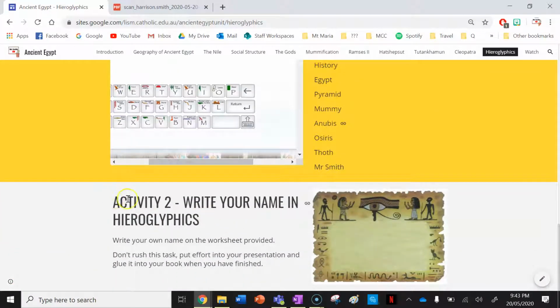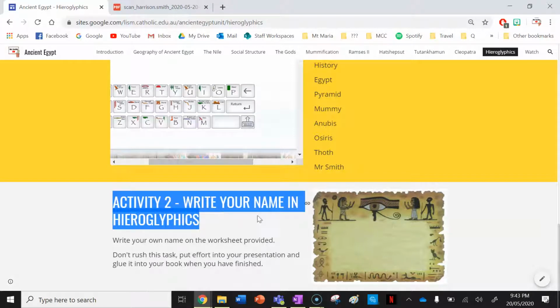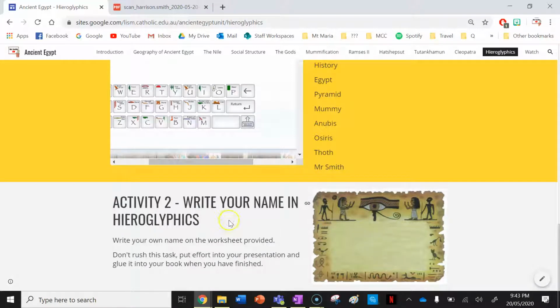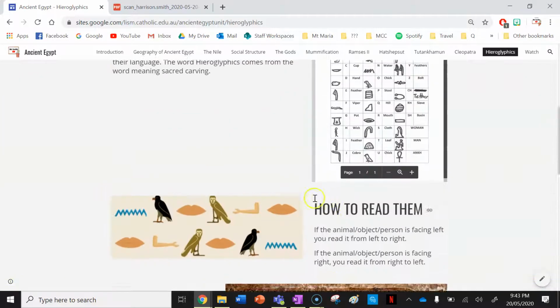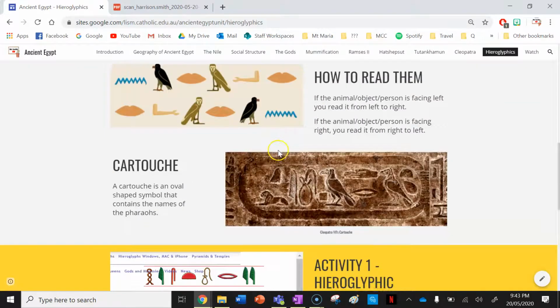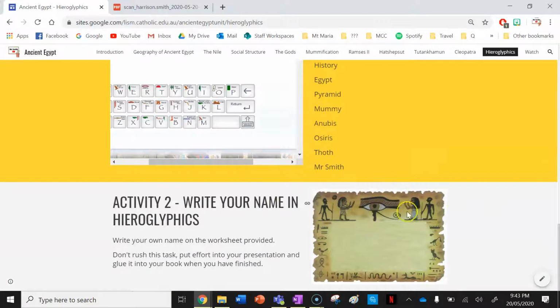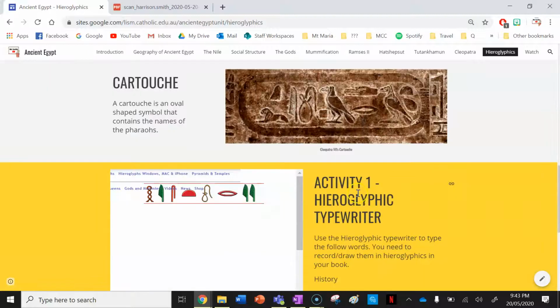And after that, guys, after you've finished all those words there, your second activity is write your name in hieroglyphics on this worksheet here provided. Maybe don't rush this task, put a bit of effort and presentation into it, just like the ancient Egyptians would have done. So after you do these two activities, guys, you're actually using hieroglyphics. You're understanding that they were the system of writing that the Egyptians used, but now you're using them and writing with them, which is pretty cool as well.